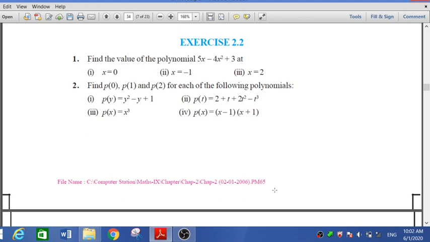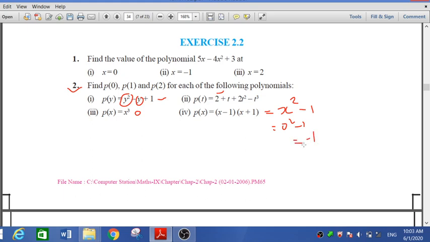Friends, now question number 2. What we have to put? 0. So if I put 0 here, I will get 0. Again, we already discussed that when you put 0, the answer is always the constant term. So here 1. Here the answer is 2. Here the answer is 0. First of all, you have to simplify this. So the answer is x square minus 1. P of x equal to x minus 1, x plus 1. So x square minus 1. Now we have to put x is equal to 0. So 0 square minus 1. So the answer is minus 1.